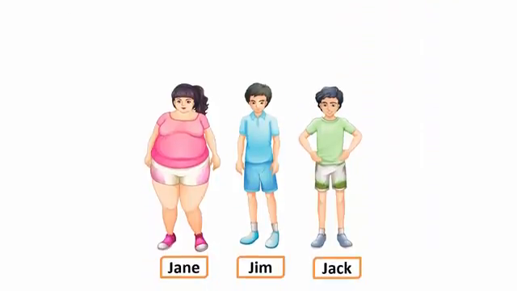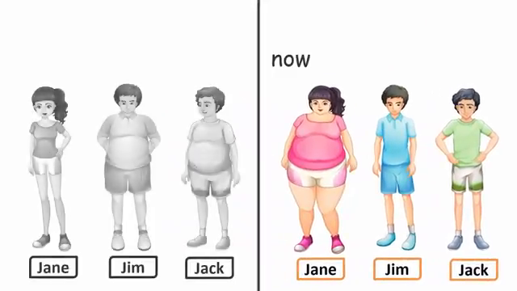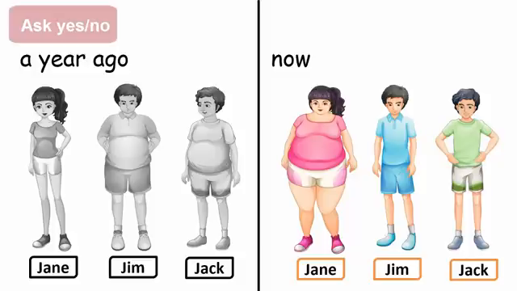Now you're going to ask questions about all of them. So this is how they look today, and this is how they looked a year ago. Jane was thin a year ago. Was Jane thin a year ago? Yes, she was. She was thin a year ago. Somebody was thin a year ago. Who was thin a year ago? Well, it was Jane. Jane was thin a year ago.